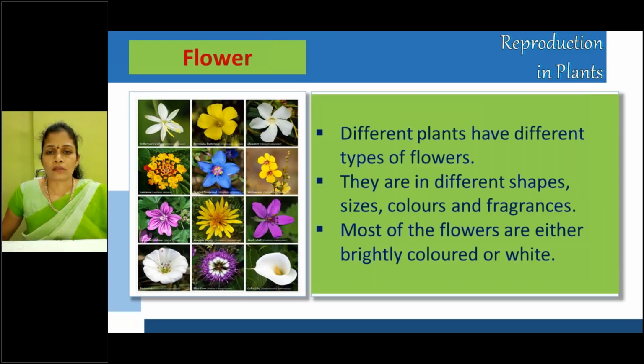See flowers. What is this picture, children? There are different types of flowers in different colors, in different sizes, with different fragrance. Of course, we cannot smell the fragrance here, but we can see the different sizes, shapes, and colors in this picture of flowers. Different plants have different types of flowers, in different shapes, sizes, colors, and fragrances.